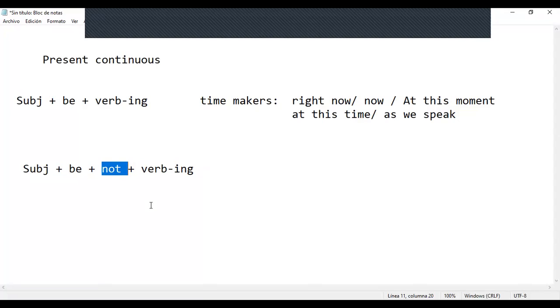A veces nos dejamos guiar ahí por lo que vemos y queremos leerlo, pero hay que pronunciarlo, right? Y nativamente sería not. A ver todos. I am not. You are not. He is not. She is not. It is not. We are not. They are not.